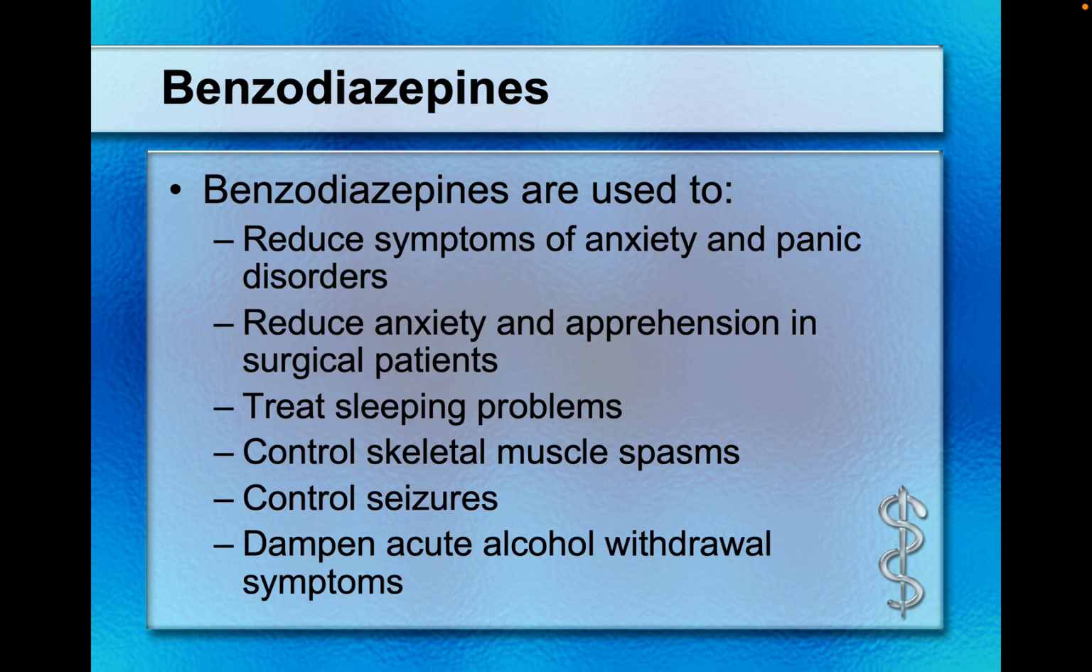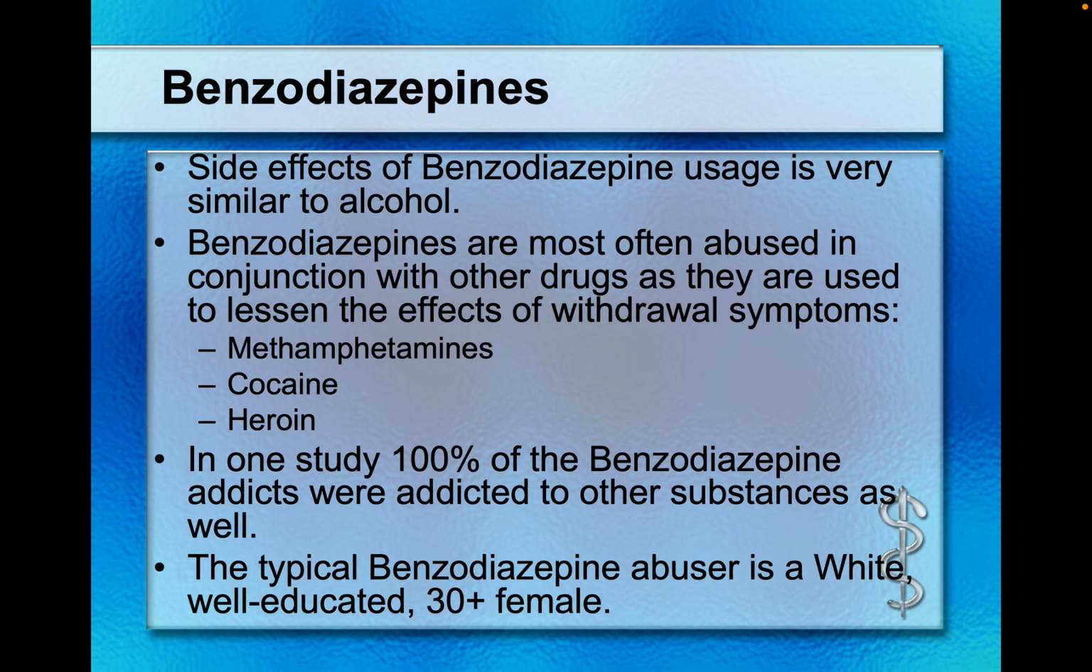Benzodiazepines are used to reduce symptoms of anxiety and panic disorders. It reduces anxiety and apprehension in surgical patients. You can use it to treat sleeping problems, to control skeletal muscle spasms, to control seizures, to dampen acute alcohol withdrawal symptoms. Side effects of benzodiazepine usage are very similar to alcohol.